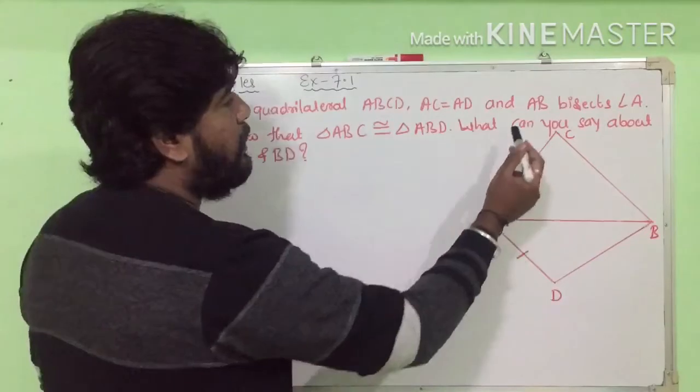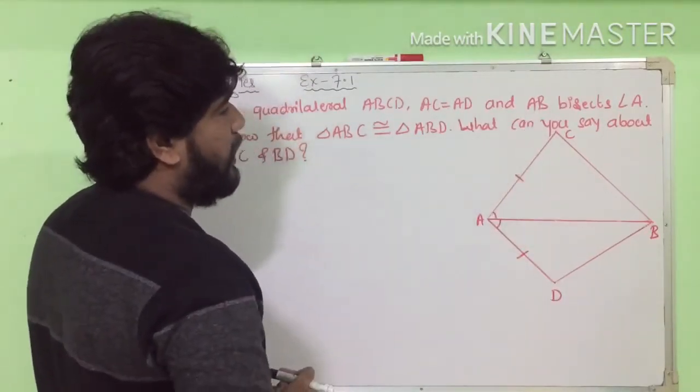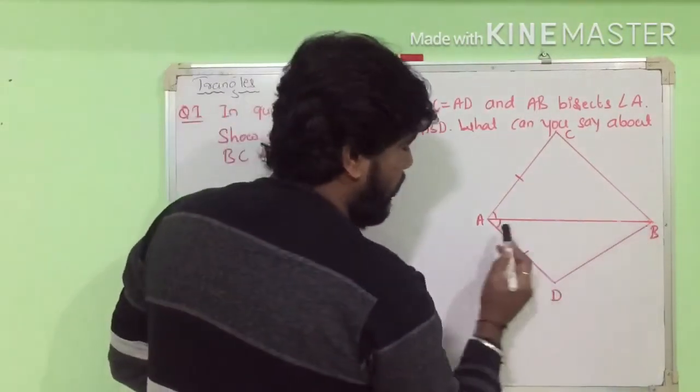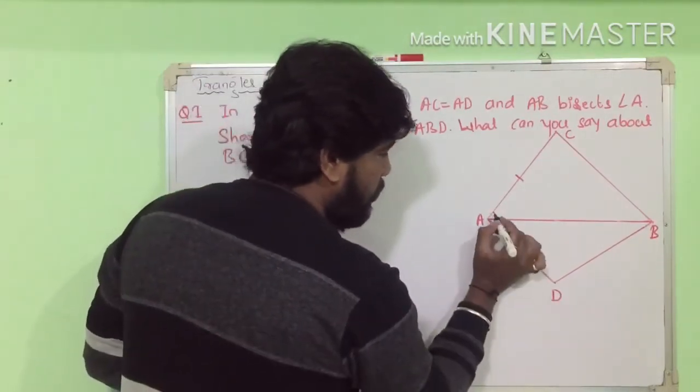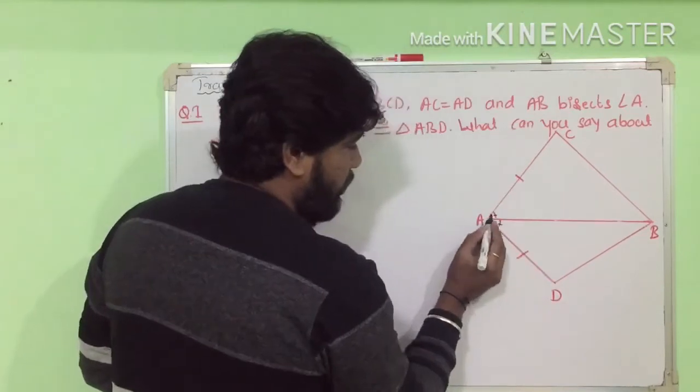And AB bisects angle A. So here angle A is bisected by AB. It means these two angles are equal here, right?